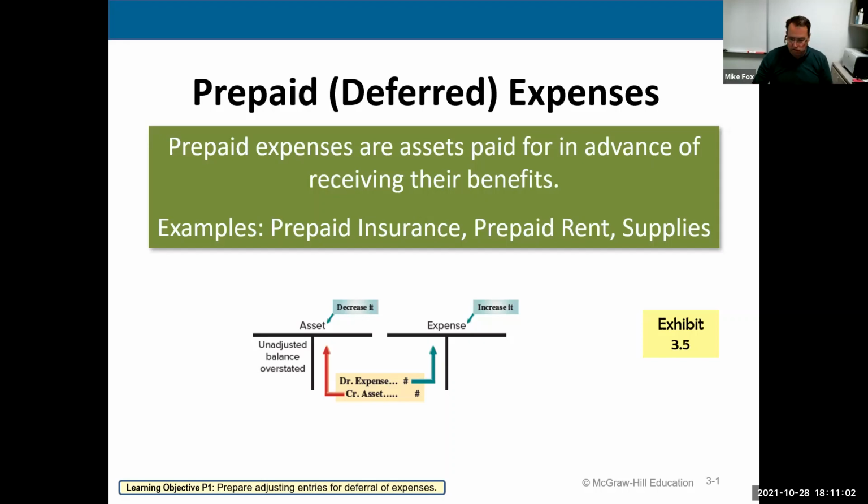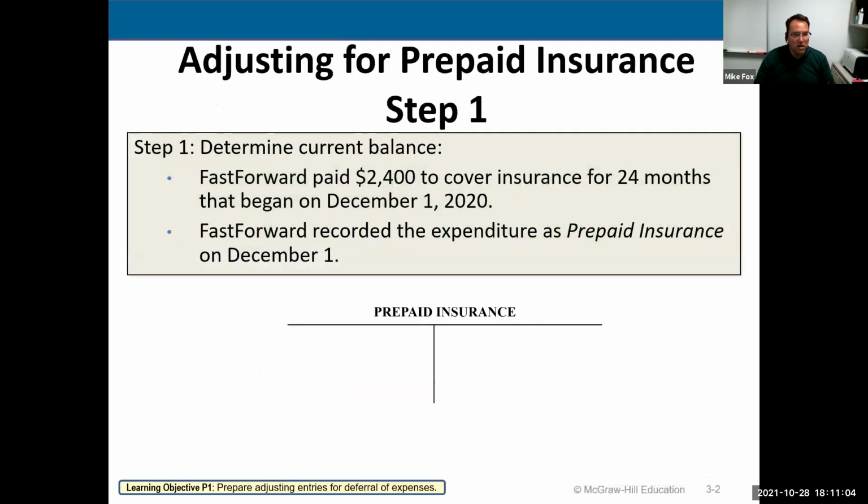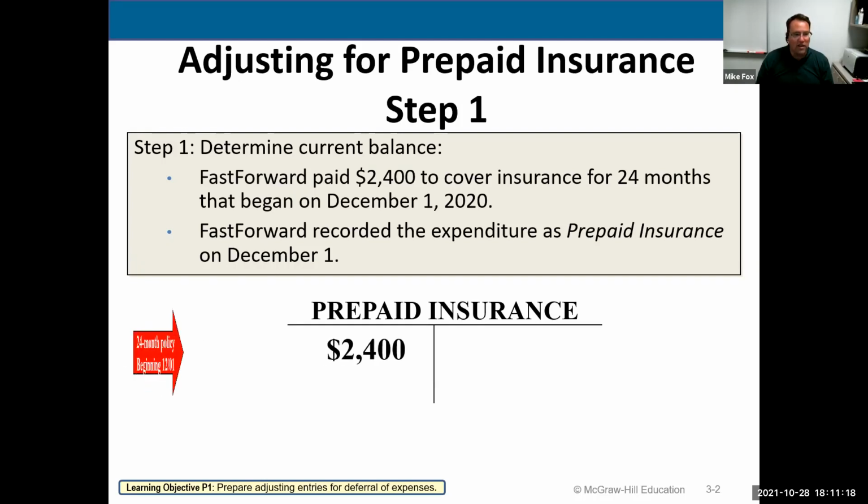Let's look at the process. Fast Forward pays $2,400 to cover insurance for 24 months. This began on December 1st, 2020. When they do that, they debit prepaid insurance, which is an asset that represents insurance services that are owed to us in the future.